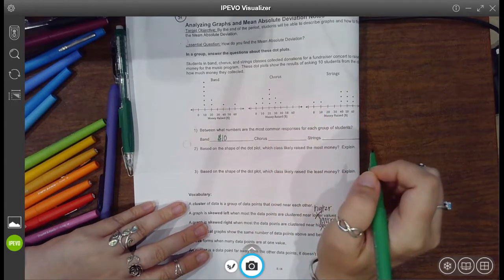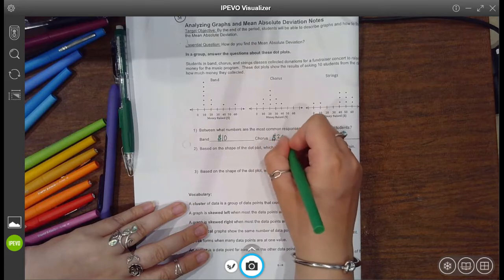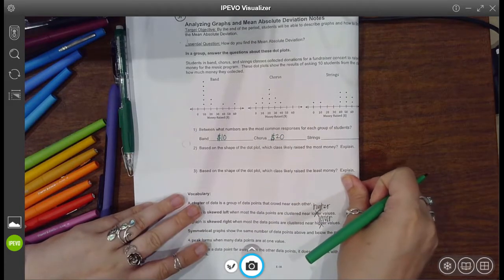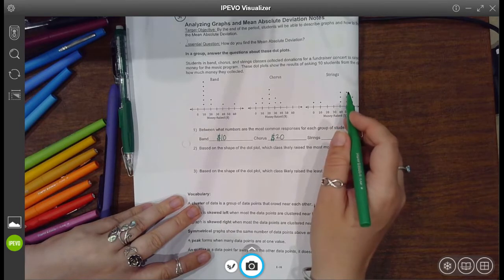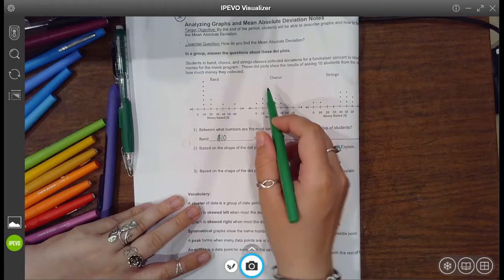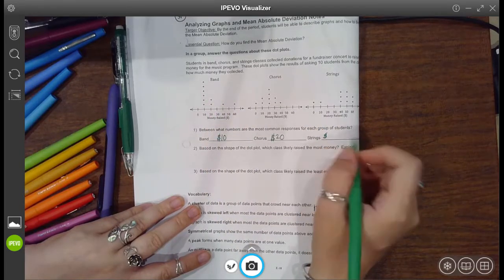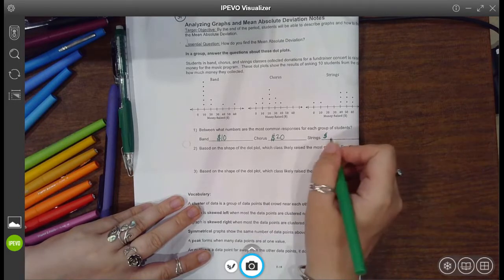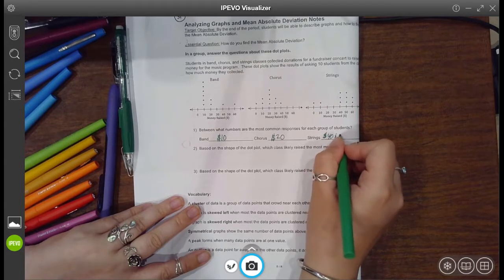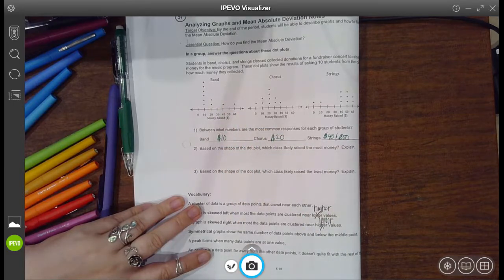What about chorus? Most people donated 20 from chorus. What about from strings? It's a tie between 40 and 50. So you can see that those are the highest ones here, and the 20 was the highest here, and 10 was the highest there. So dot plots is really nice that it very easily lets you look at maybe finding the mode of a data set. So here was 40 and 50 for the mode. This one was 20, and this one was 10. Okay. It also helps you answer some types of questions.